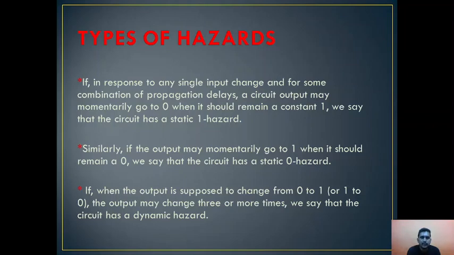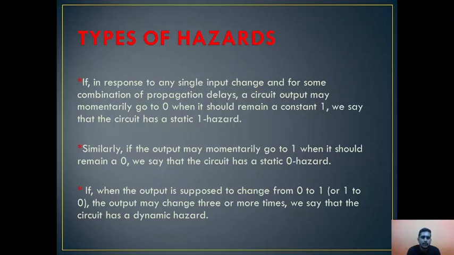This is called static 1 hazard. Similarly, the second case is static 0 hazard. Here we need the output to remain as 0, but due to some delay in the gates, we will get the output as 1 for some nanoseconds. In this case, there will be a glitch of 1 where we need only 0. This is called static 0 hazard.